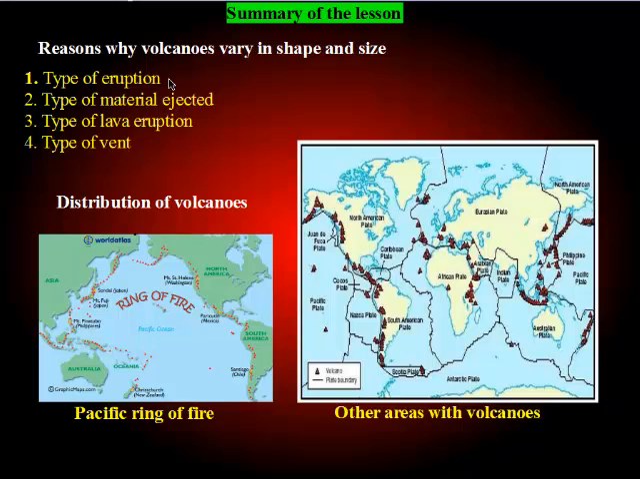We said violent eruptions do not travel far, and as a result create mountains which are tall with steep sides. And if the eruption is silent, it is able to travel far because it moves like a syrup, and as a result it builds mountains with broad base and gentle sides.